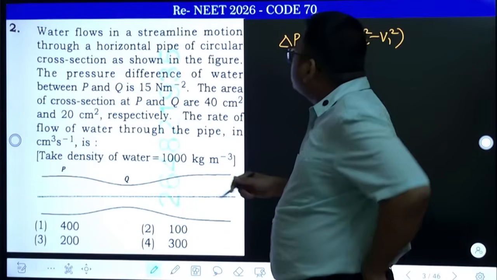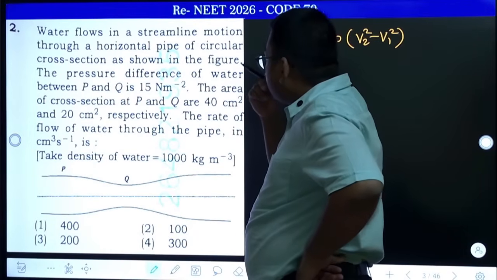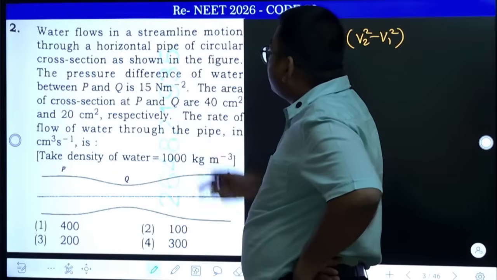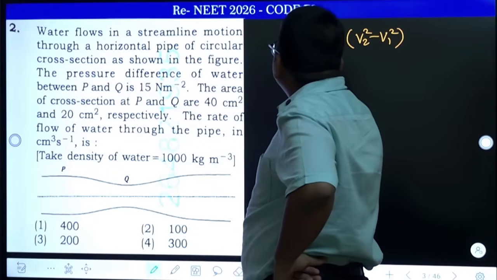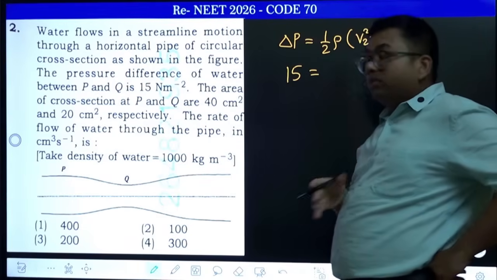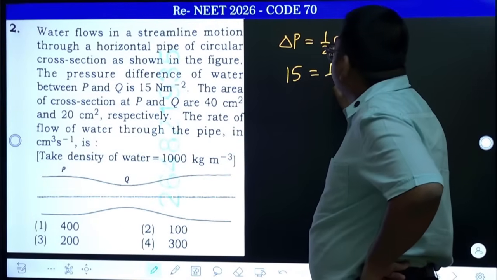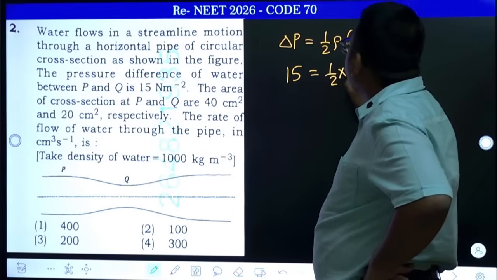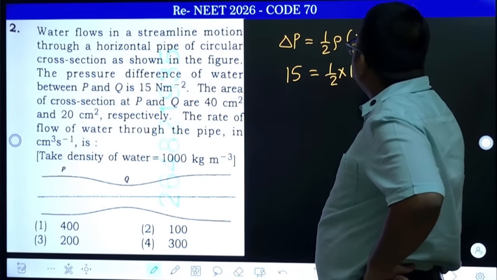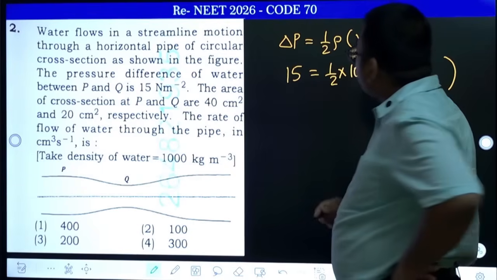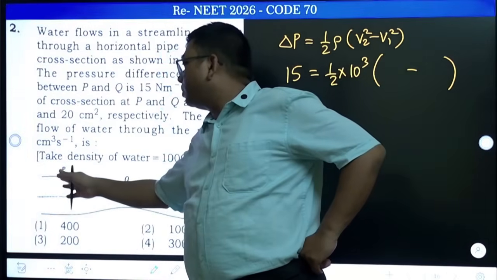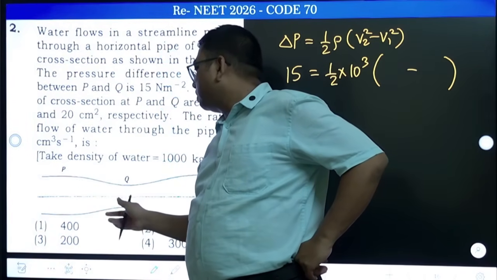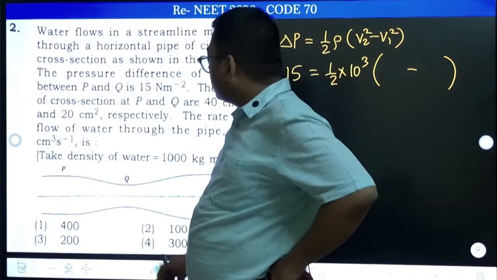So pressure difference they have given. What is the pressure difference here? Pressure difference they have given 15. Everything is in SI unit, right? Half density, water it is, so we take it as 1000. V2 square minus V1 square. Now note that here pressure will be high, the fluid is flowing like this. Here pressure will be high, right?